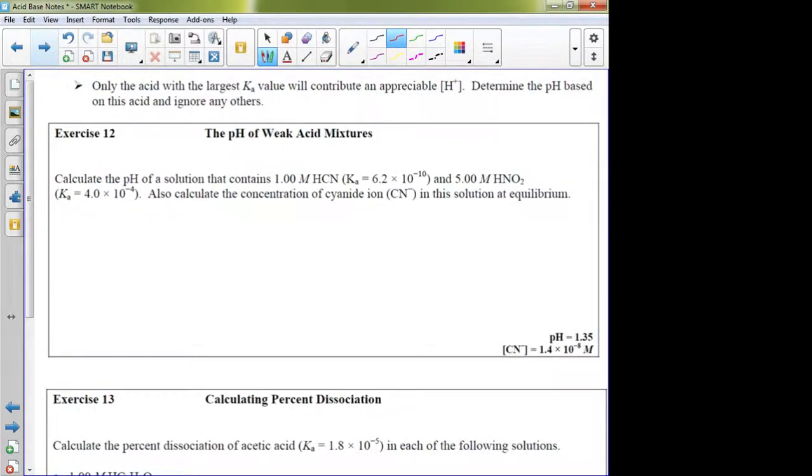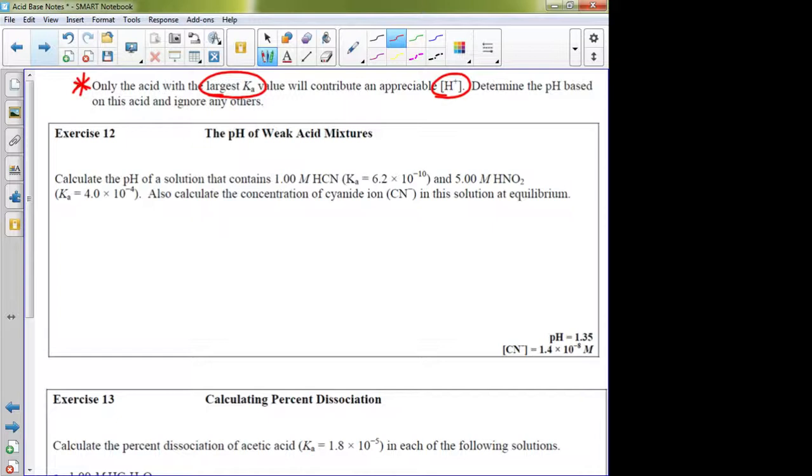All right, so before we move on to exercise 12, let's make a quick note. Sometimes they will give you a problem where they're saying we're mixing two different acids together and then they ask us for the pH. So that means I'm getting hydrogen ions from two different sources. When that happens, pick the acid with the largest Ka and use it to determine your concentration of the hydrogen ion. Everybody understand that? And of course, that means we're about to do a problem using that in exercise 12.